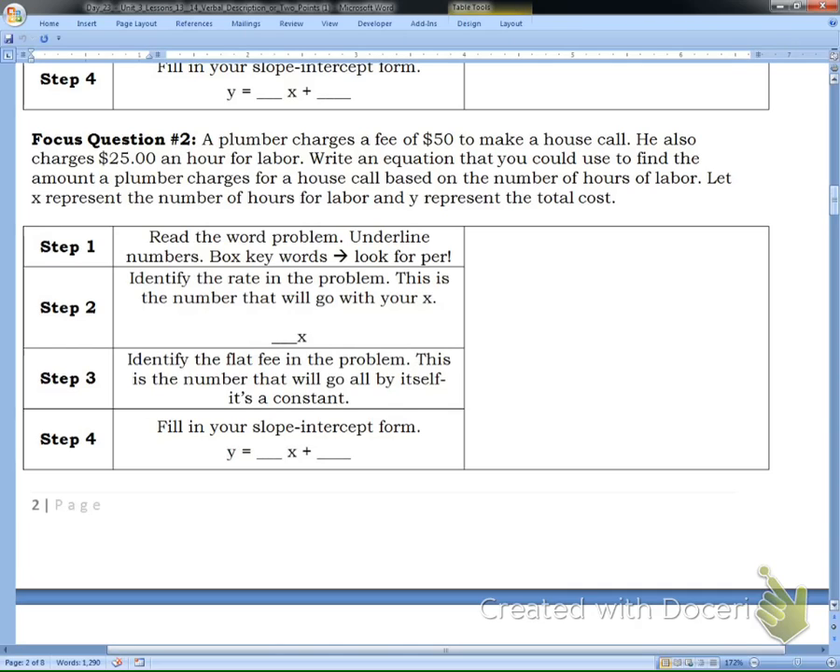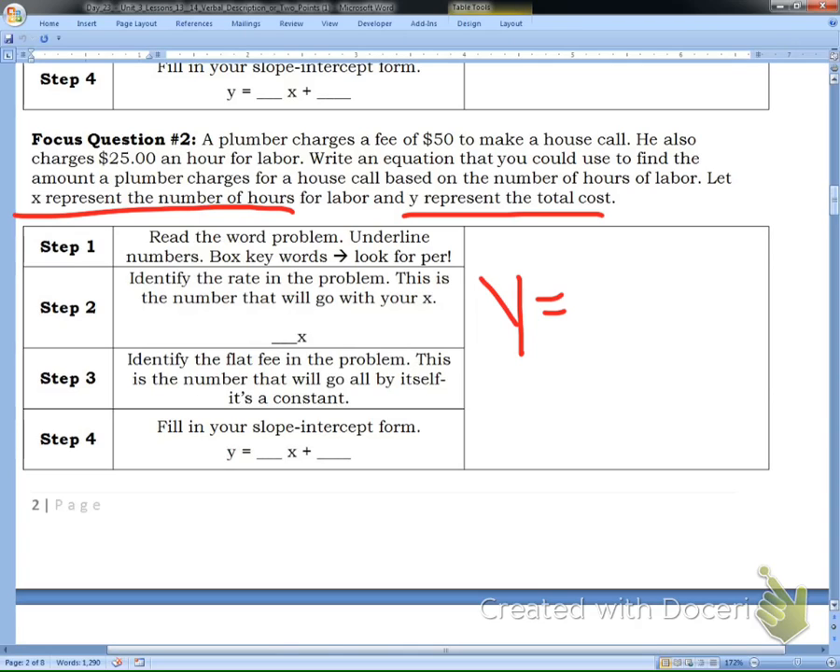A plumber charges a fee of $50 to make a house call. He also charges $25 an hour for labor. Write an equation that you can use to find the amount the plumber charges for a house call based on the number of hours of labor. Let x represent the number of hours and y represent the total cost. Well, we know that when it says y is equal to the total cost, they want this in slope-intercept form. They shouldn't even have to say, write this in slope-intercept form. So we know we want y is equal to, and they said let x represent the number of hours.